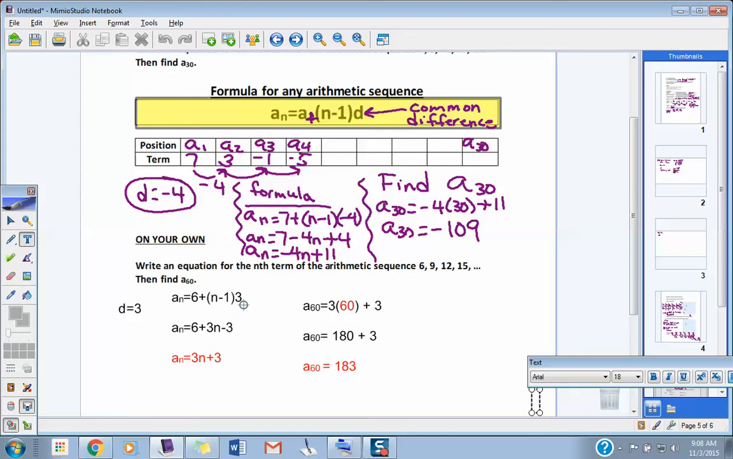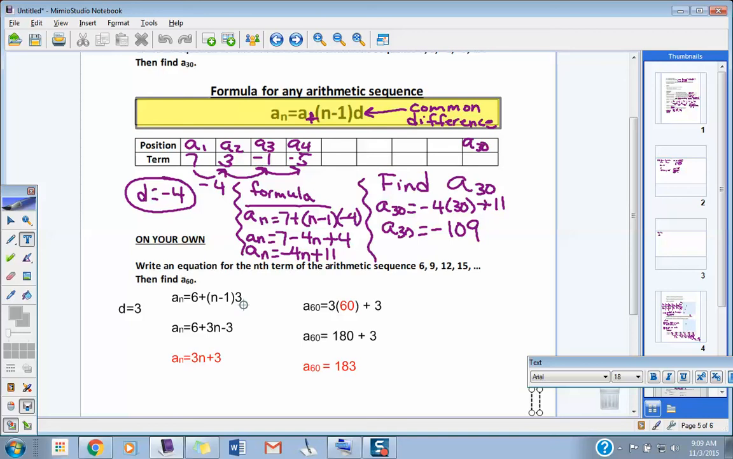Now, I have to take 3 times this quantity of n minus 1. So when I distribute, we have the 6 out front. What's the 3 times n right here? 3n. And what's the 3 times the negative 1? Yeah, minus 3. In which case this positive 6 and this negative 3 would combine to a positive 3 in the end. So down here in red, A of n is equal to what? 3n plus 3.